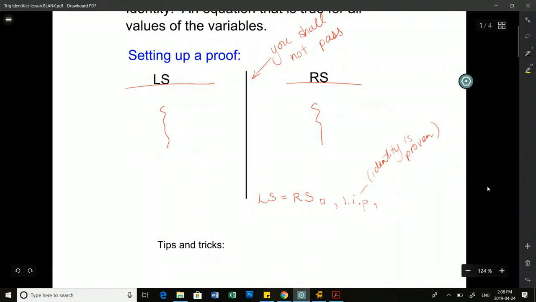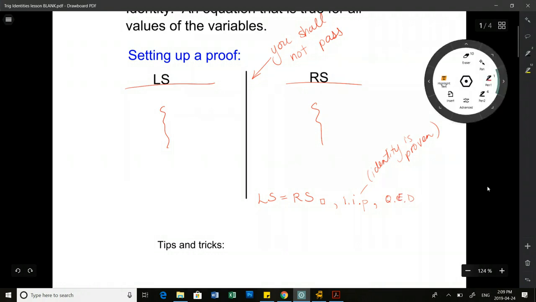Or you can also say QED, and QED is the short form for a Latin phrase, and the English translation essentially just means "which was demonstrated." Well, it's not a Latin phrase in and of itself, but it stands for a Latin phrase meaning "which was demonstrated."